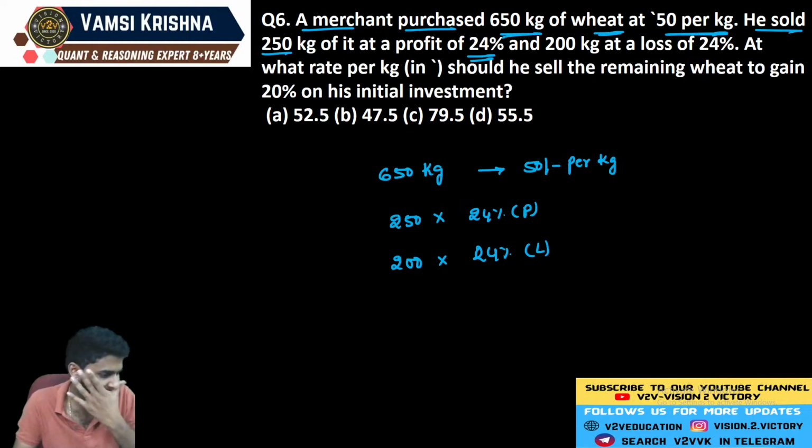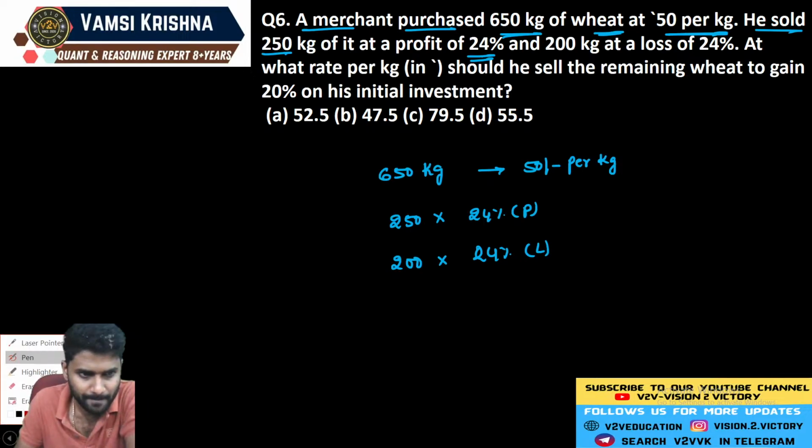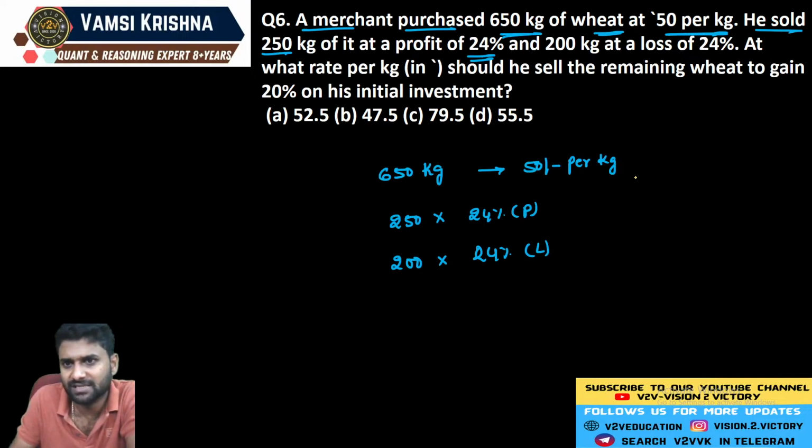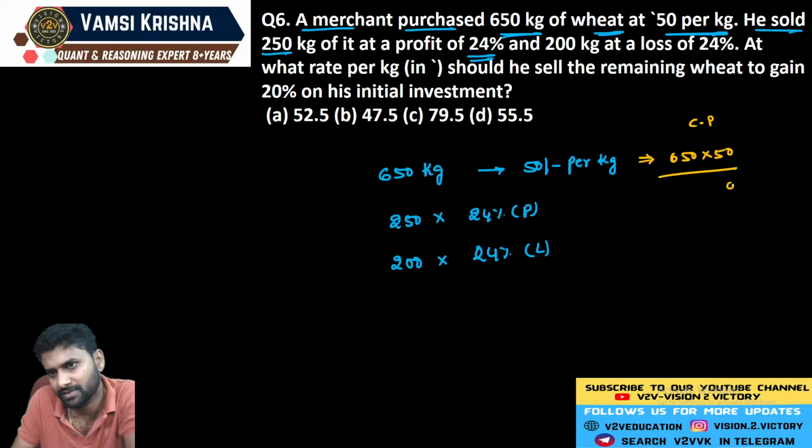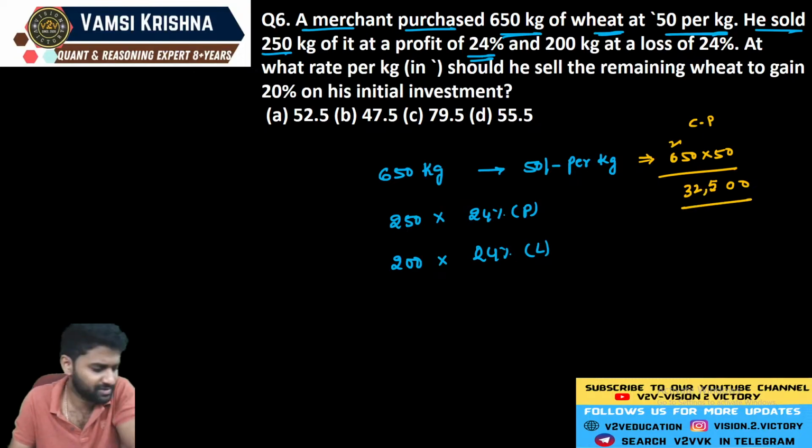Now it's a general calculation, guys. See, first, 650 is multiplied by 50. It gives the cost price. So 5 × 5 is 25, 6 × 5 is 30, so 32. It's a value of 32,500.